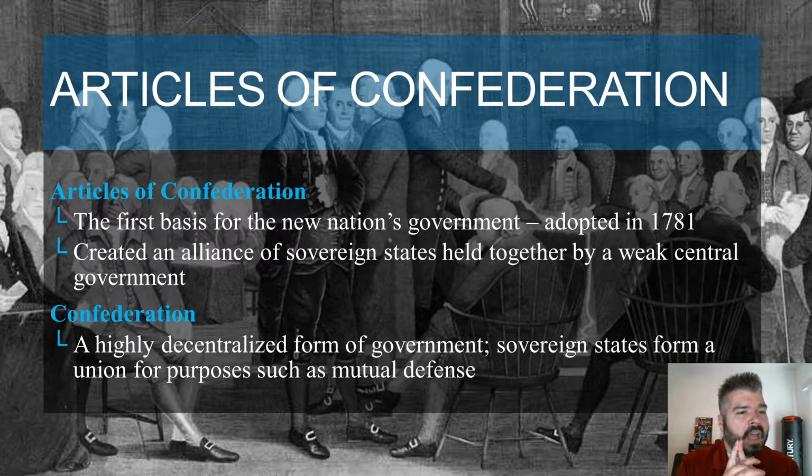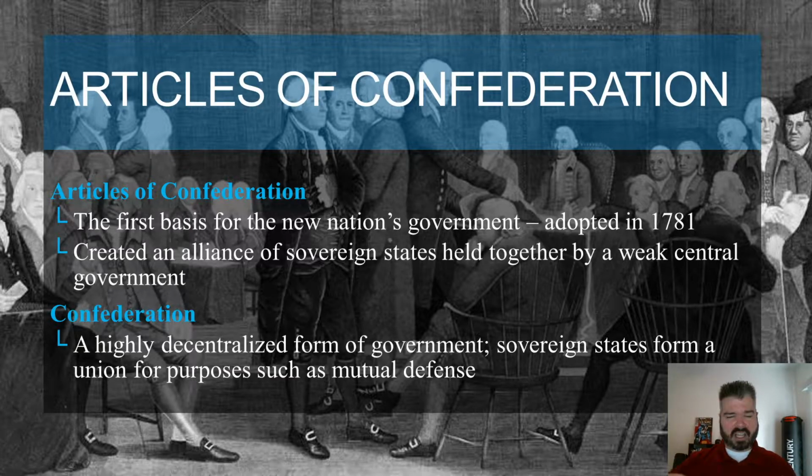So, our first attempt at self-government here among the colonists were the Articles of Confederation. This was the first basis for the new nation's government, and it was adopted in 1781. It created an alliance of sovereign states held together by a weak central government. The states had all the power under the Articles of Confederation.